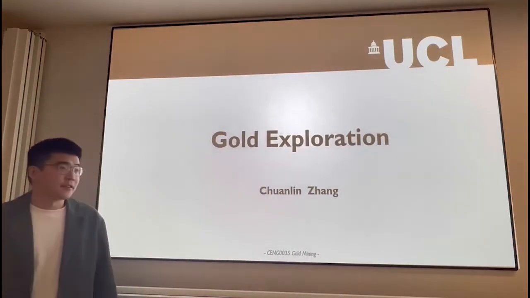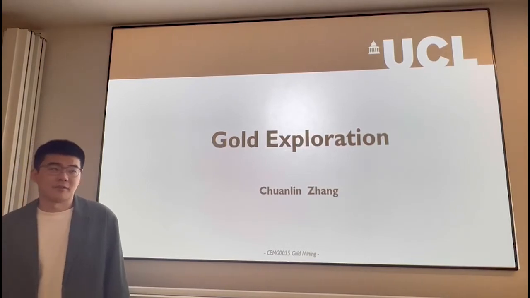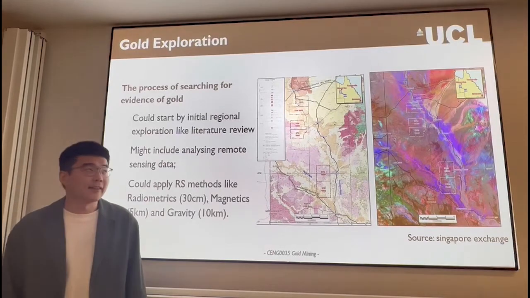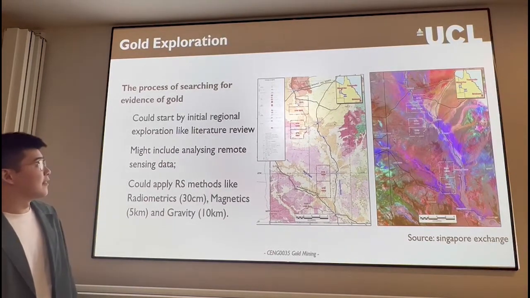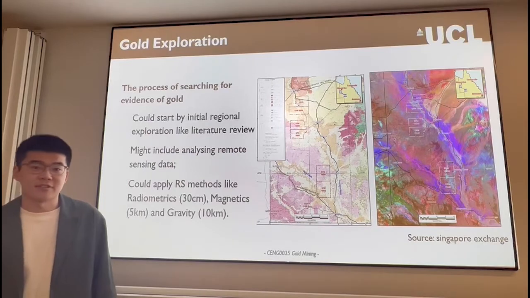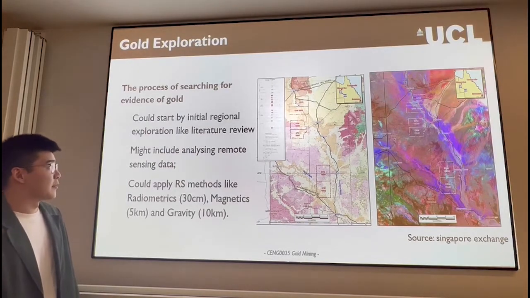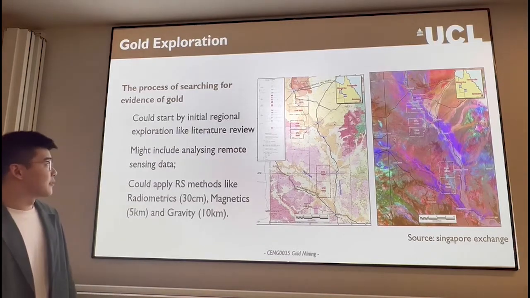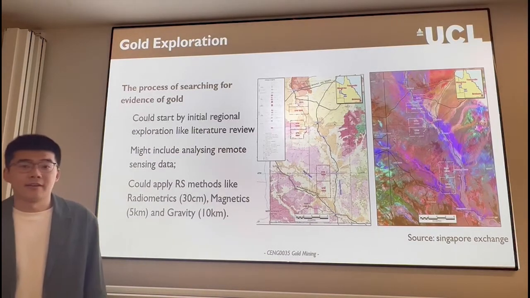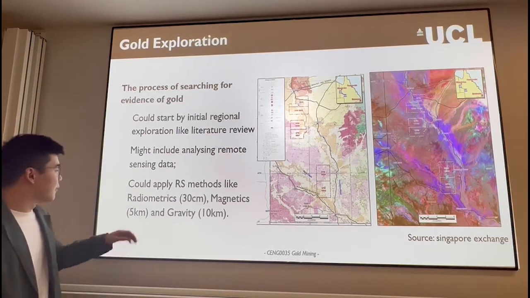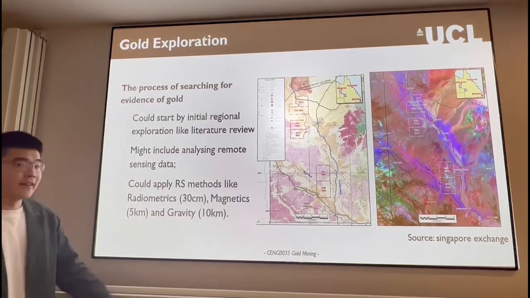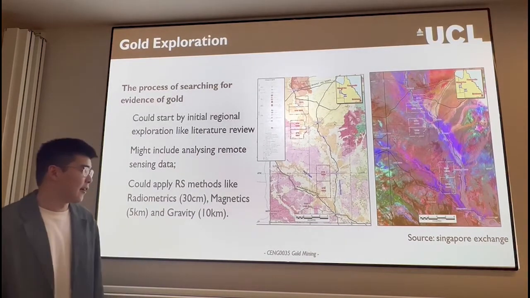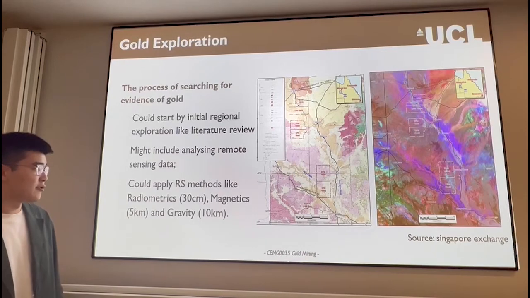The first step of running a gold industry is exploration, which is finding the right place with sufficient gold to mine. This could start with some initial regional research, like conducting literature research on government websites to access geological information. This could also include analyzing remote sensing data. Methods include radiometrics, magnetics, and gravity, which can give us a look down several kilometers into the surface and tell us the area with potential gold reserves.